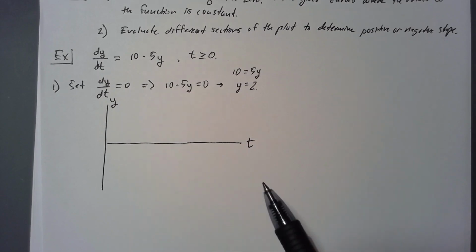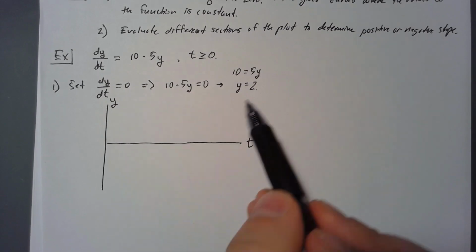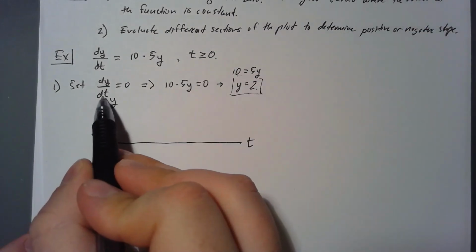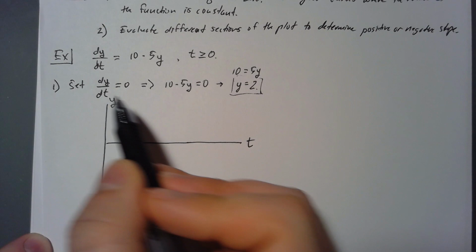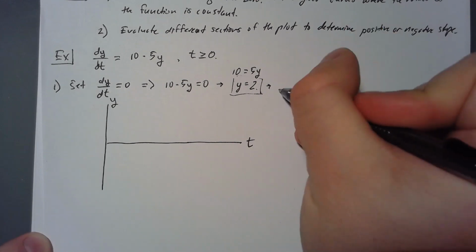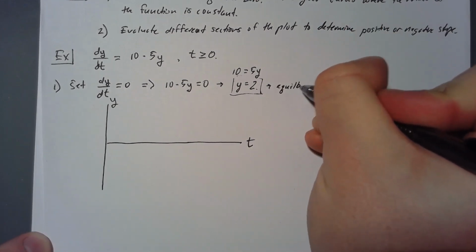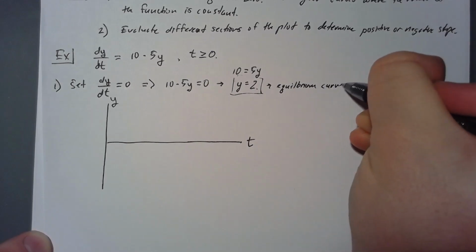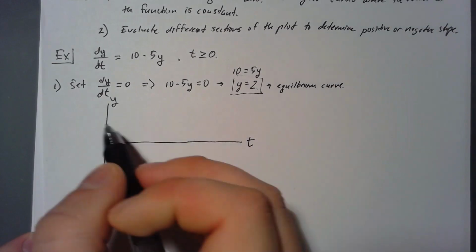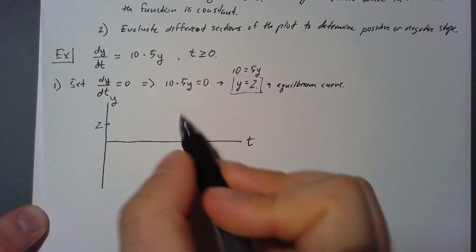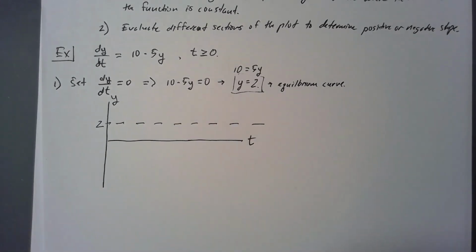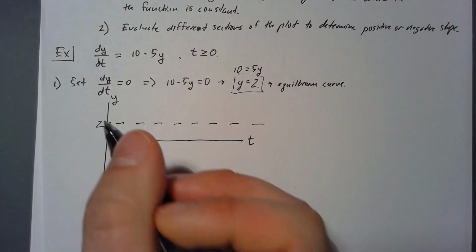Well, y equals 2. This value here that I got just by setting the derivative equal to 0, this is what we call an equilibrium solution. It's also called an equilibrium curve. So if I sketch that on my graph, there's the value 2. This is the horizontal line, y equals 2.